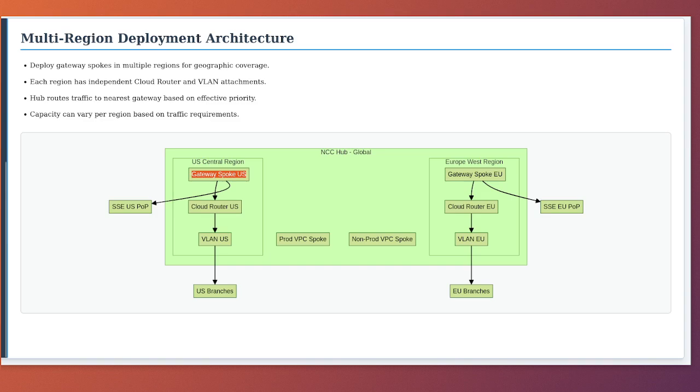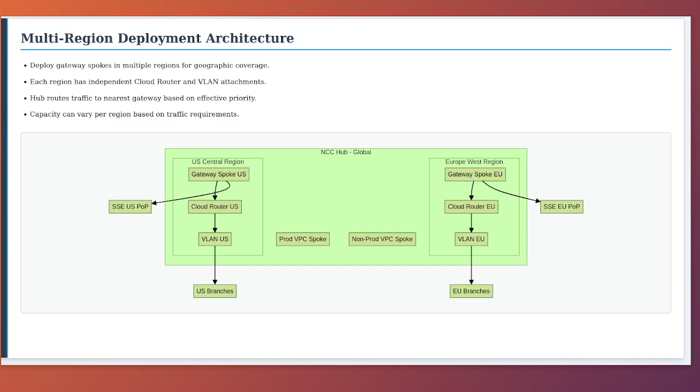On-premises locations connect through the gateway in their closest region. Branch offices in North America would connect through the US Central Gateway, while European branches connect through the Europe West Gateway. Each regional gateway can have different capacity configurations based on the traffic volume expected in that region. You might deploy a 10 gigabits per second gateway in your primary region and a 1 gigabit per second gateway in a secondary region with lower traffic.